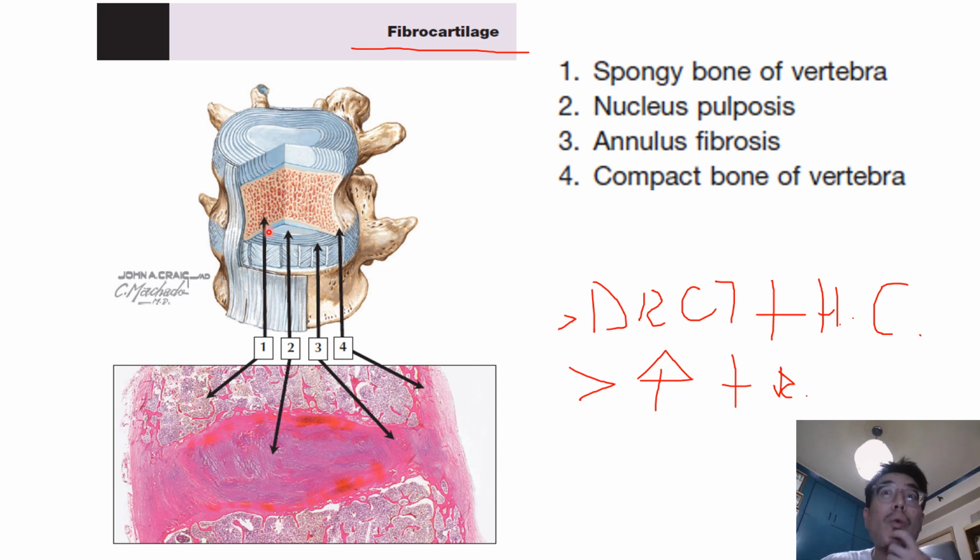Labeled here as number 1 is the spongy bone of the vertebra. 2 is the nucleus pulposus. And surrounding the nucleus pulposus is the annulus fibrosus. Finally, the most external is the compact bone of the vertebra.